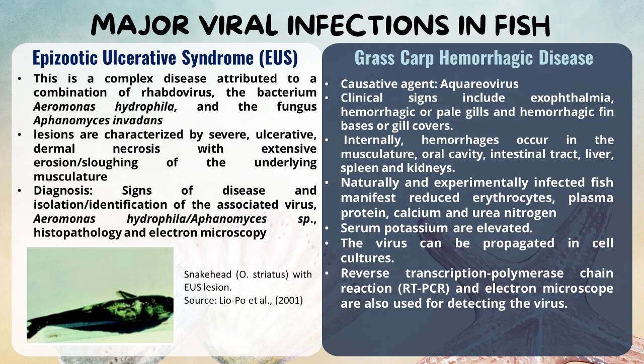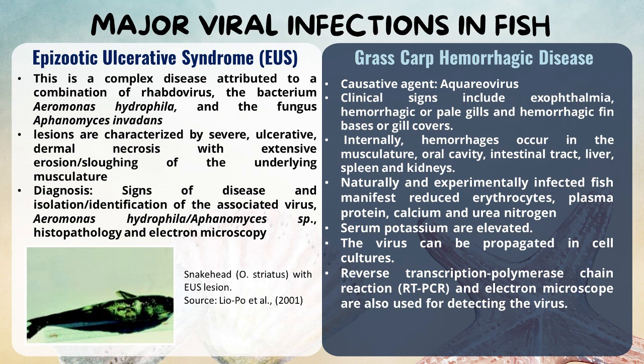Next is grass carp hemorrhagic disease. This viral infection is caused by aquareovirus. It affects grass carp, black carp, topmouth gudgeon, silver carp, Chinese minnow, and rare minnow. Clinical signs include exophthalmia, hemorrhagic or pale gills, and hemorrhagic fin bases or gill covers. Internally, hemorrhages occur in the musculature, oral cavity, intestinal tract, liver, spleen, and kidneys. Naturally and experimentally infected fish manifest reduced erythrocytes, plasma protein, calcium, and urea nitrogen.